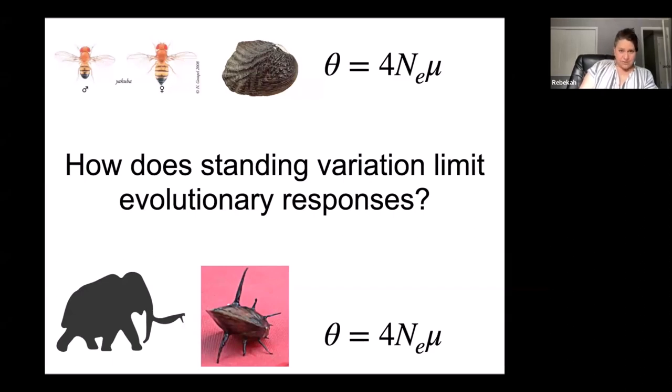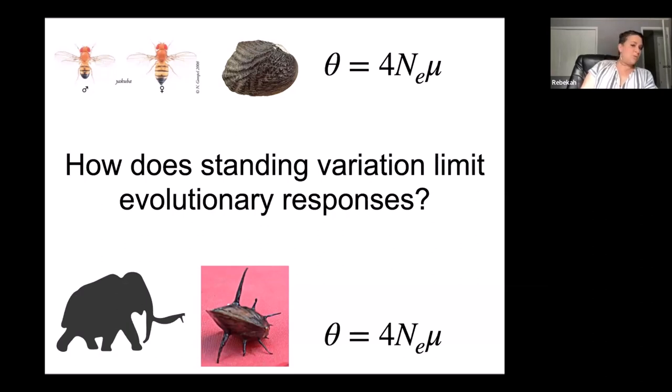In small populations, though, for animals that are threatened or endangered or even extinct, we should see a lot less genetic diversity because 4 times the effective population size times the mutation rate is much smaller. I have a lot fewer woolly mammoths right now than I do fruit flies. Fruit flies are in no danger of going extinct at all. But if you compare that to the genetic diversity that you see for endangered species like woolly mammoths or this freshwater mussel that hasn't been seen in the wild since 2008, then you should expect that there will be big differences in the genetic diversity.